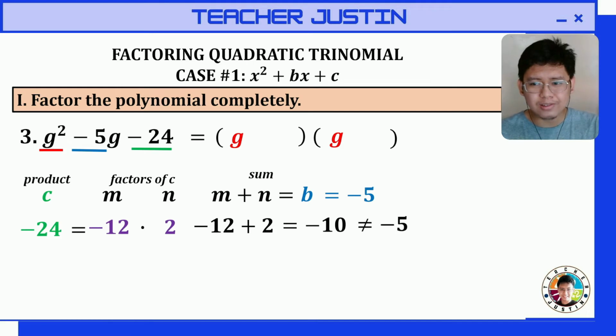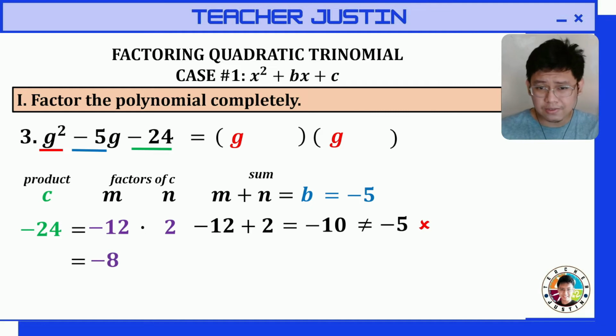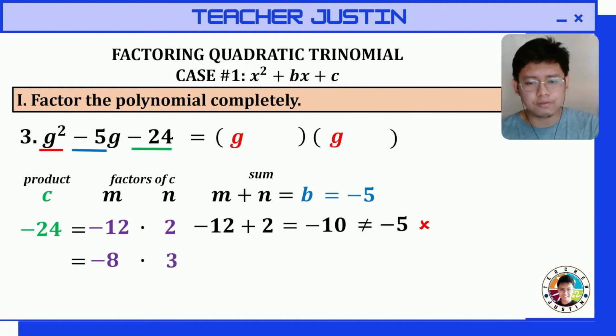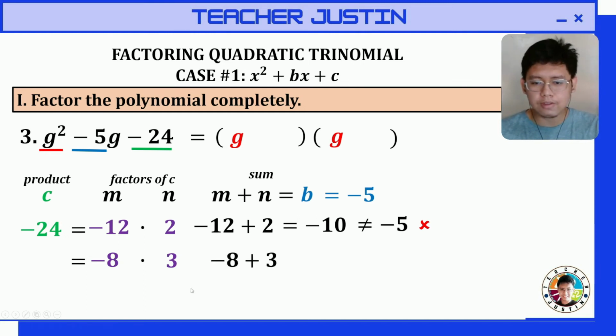And hindi yan equal sa middle term natin. So, hanap pa tayo ng ibang factors ni negative 24. So, we can say that it is negative 8 and positive 3. So, negative 8, okay, and positive 3. Pag minultiply natin, negative 24 yung sagot. Pag inadd natin, negative 8 plus 3, that will give us negative 5. Which is, yun yung hinahanap nating value.